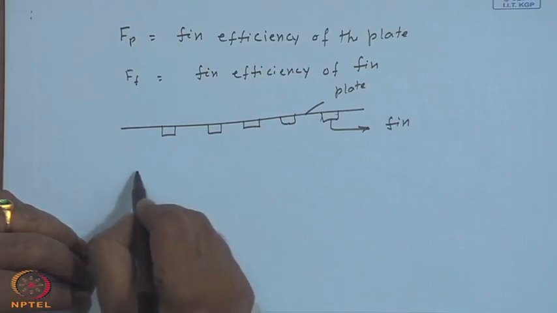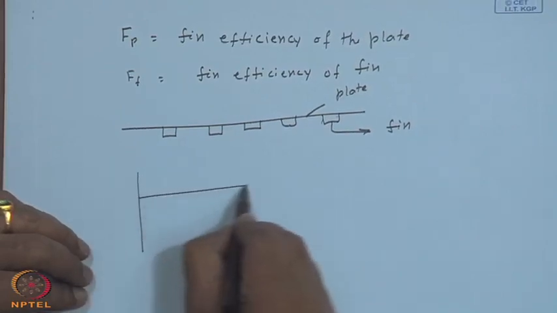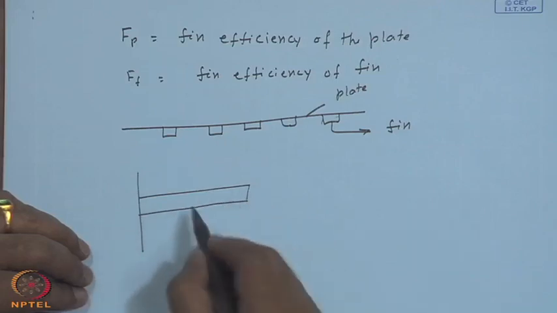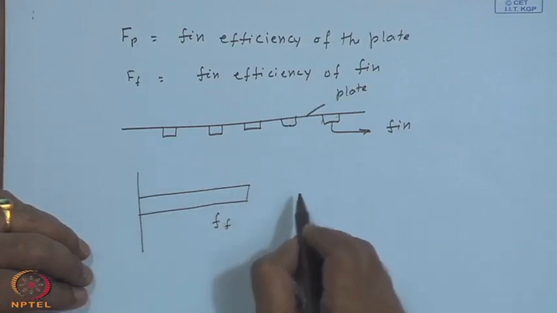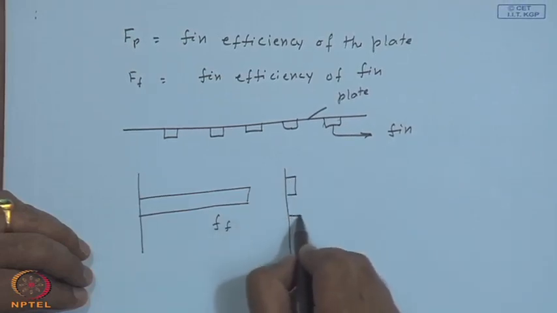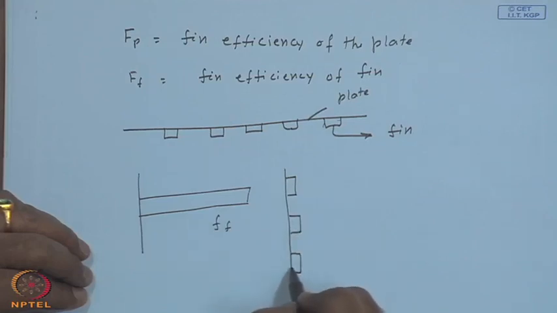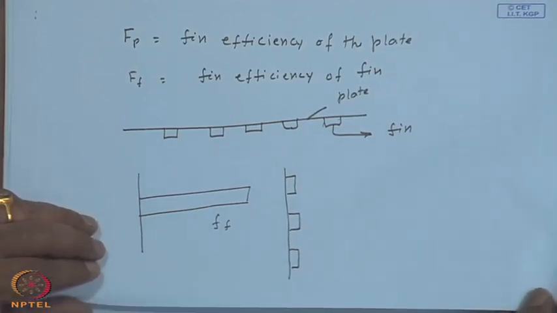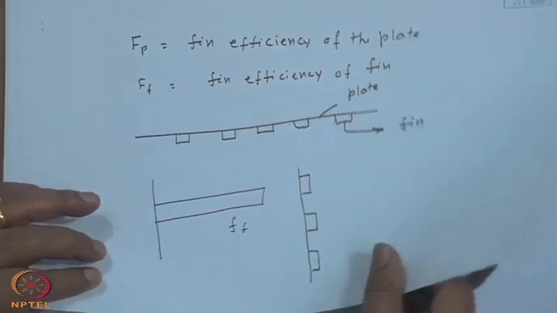In other words, in classical literature, if this is a surface and here is a fin, you calculate F F. In this case, if I put it vertically, this is a small fin, small fin. Whether it enhances the heat transfer or not depends upon how thick it is compared to the length dimensions. Then, once again, the whole game has been to improve the heat transfer coefficient, improve of course the absorptivity.